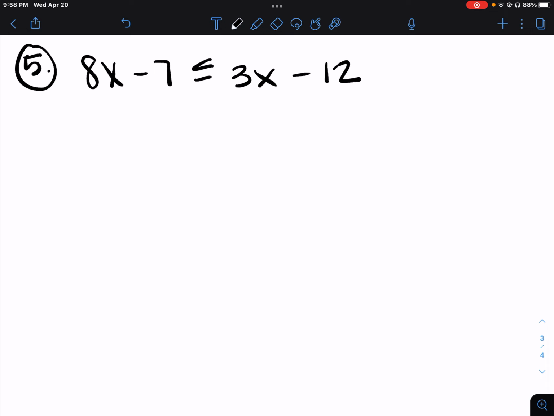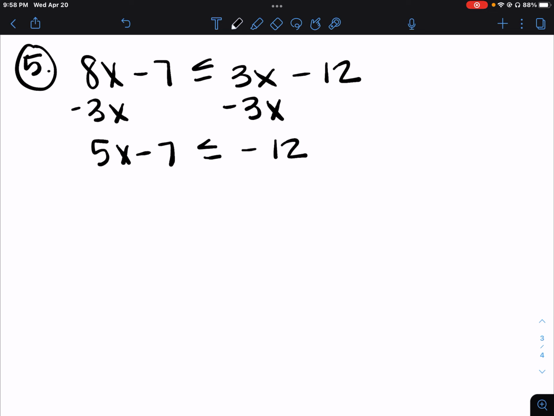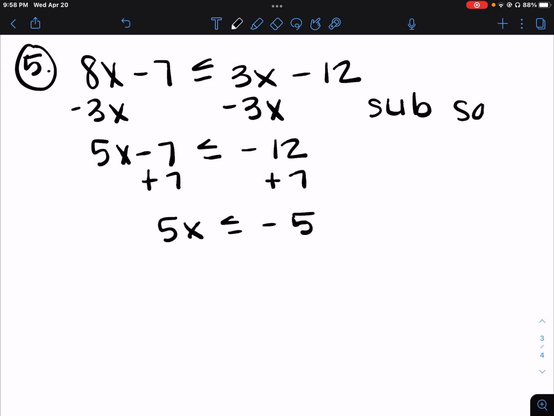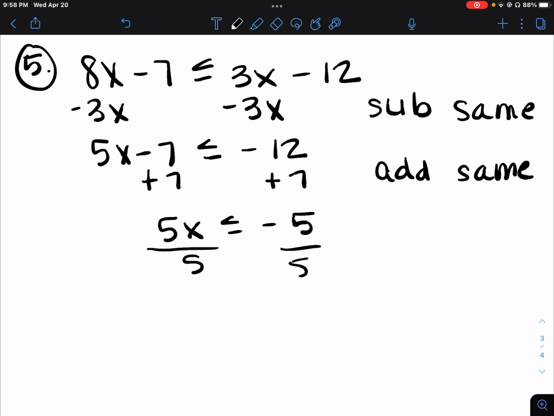Okay, we have x's on both sides. So I'm going to get rid of one of them. Subtract on both sides. Okay, add 7 on both sides. Okay, when you subtract, the symbol stays the same. When you add, it stays the same. When you divide by a positive, it stays the same. So x is less than or equal to negative 1.